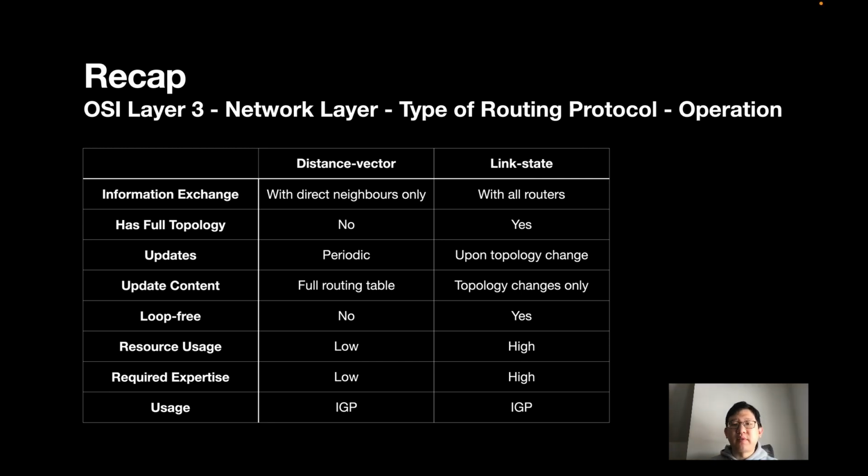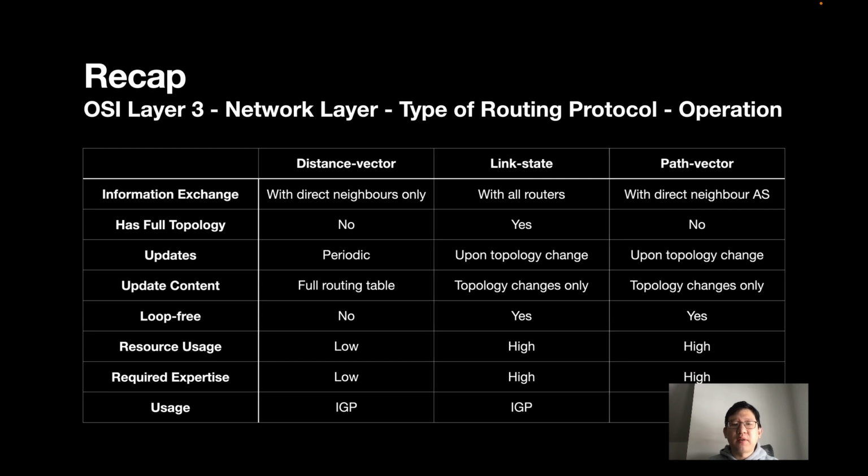And lastly, we have the path vector protocol. Path vector protocols exchange information with direct neighboring ASs only. It does not have the full topology. It only sends updates when there's a topology change, and the updates only include the parts that have changed, so they're very efficient. It is guaranteed to be loop-free, but it has high resource usage, and it requires a high amount of expertise to maintain and configure. It is mainly used by EGP protocols.